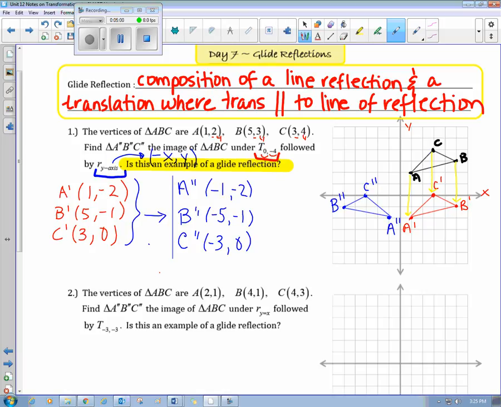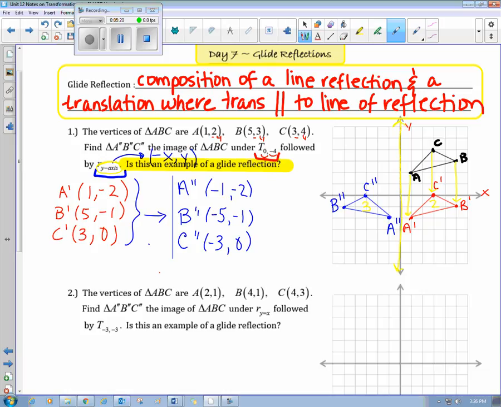The second thing is we have the line we reflected over. Well, where was our reflection? Our reflection was when we went from the second one to the third one. What line did we reflect over? We reflected over the y-axis. So I'm going to draw in that y-axis.